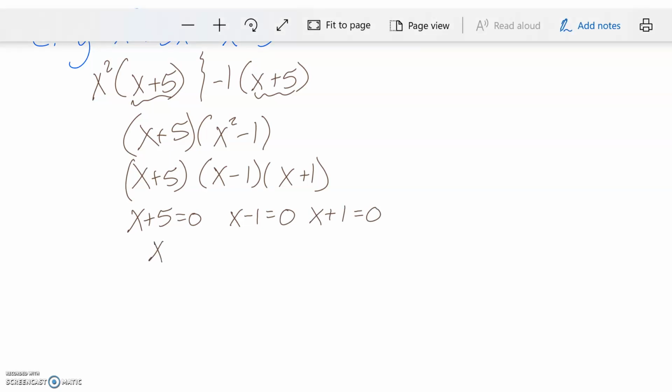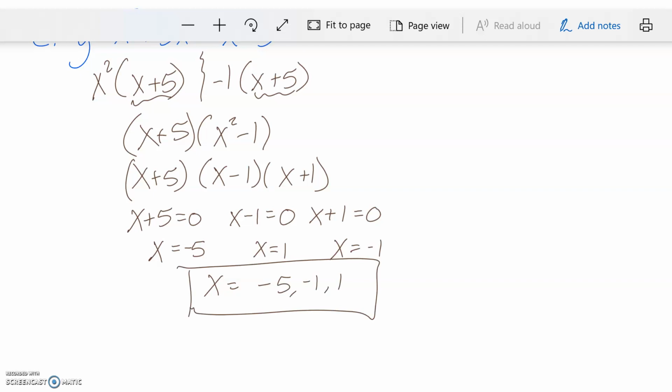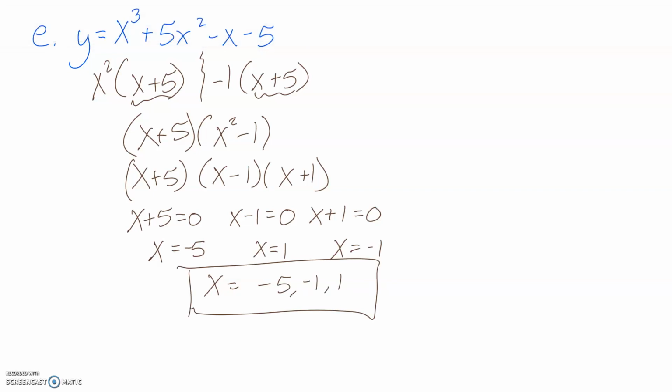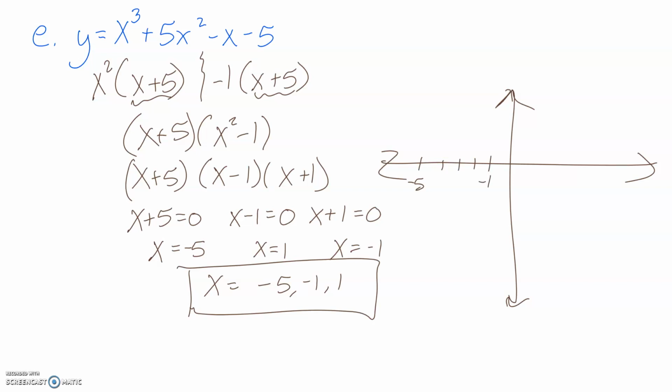So our solutions would be x equals negative 5, x equals 1, and x equals negative 1. Go ahead and write these in order from -5, -1 to +1. And there you go. That's how you would find the solutions. And truly what you're finding is that this polynomial is crossing the x-axis at these 3 points: -5, -1, and +1. We know the graph is going to cross at those 3 points.